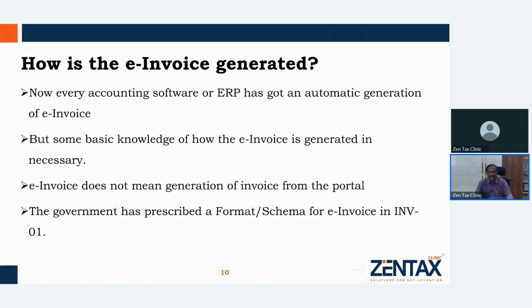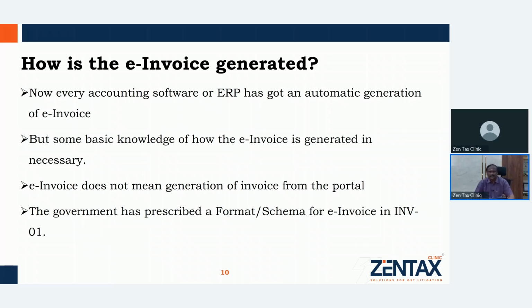So the next question is how the e-invoice is generated. Actually, we need not know how the e-invoice is generated. Because if you look into Tally, after generating the invoice, you press the button and the e-invoice gets automatically generated. It will fetch the details, automatically insert the QR code and also the IRN. It will be imported into your invoice and then generated. So you need not know how the e-invoice is generated, but some fundamental knowledge is necessary.